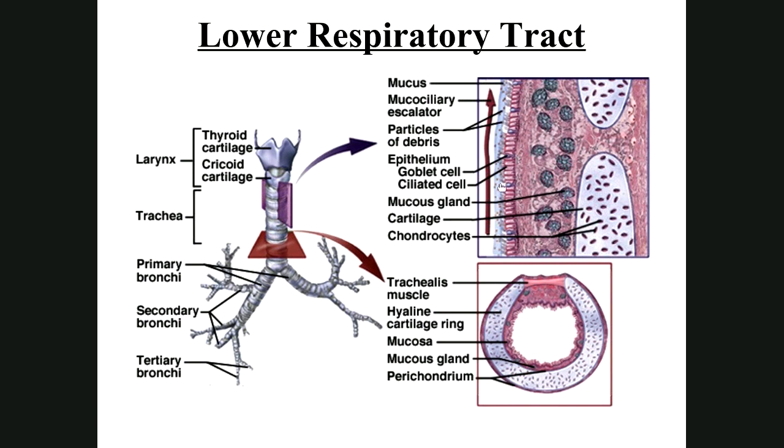Oftentimes, if you breathe in something that gets into the trachea, this epithelium with the mucus, we call this the mucociliary escalator mechanism, which allows the cilia to move the trapped particles up, and then you can sweep them posteriorly so you can swallow it.